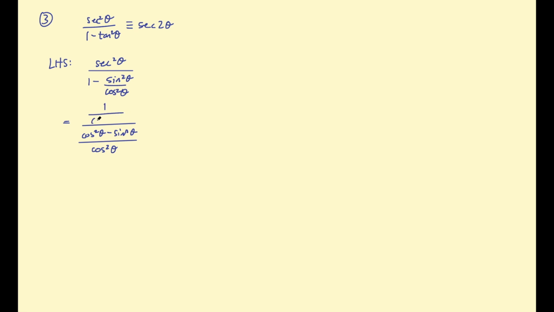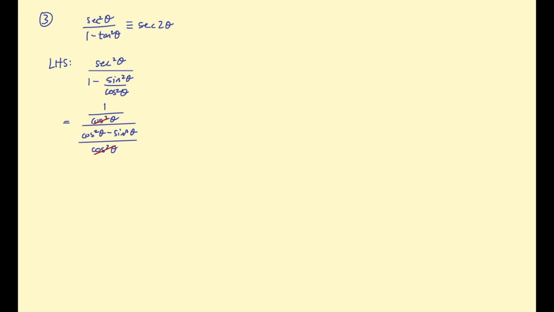cosine squared theta. And whenever you have a fraction divided by another fraction and they have the same denominator, you can just cancel that out. Hopefully you're aware of that. You know, you can go through the whole process of flipping and multiplying, but that's what happens.